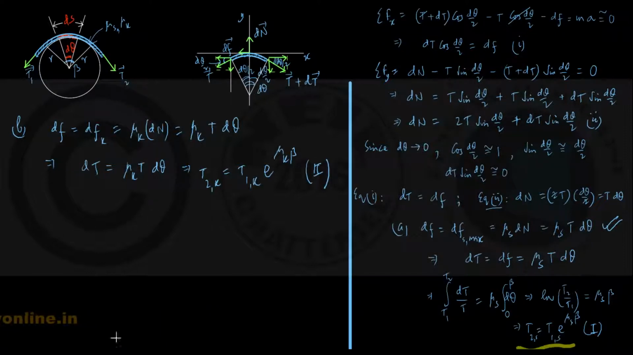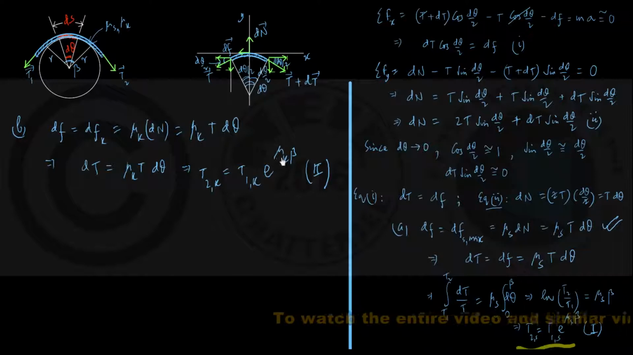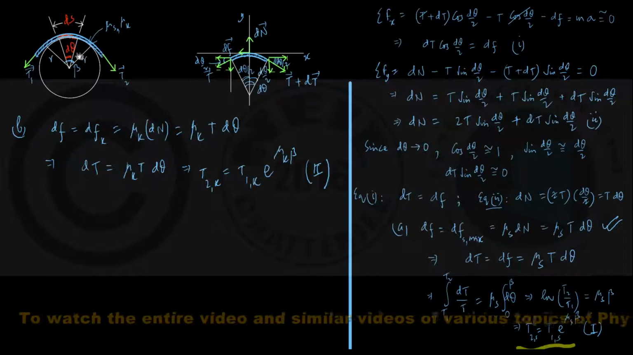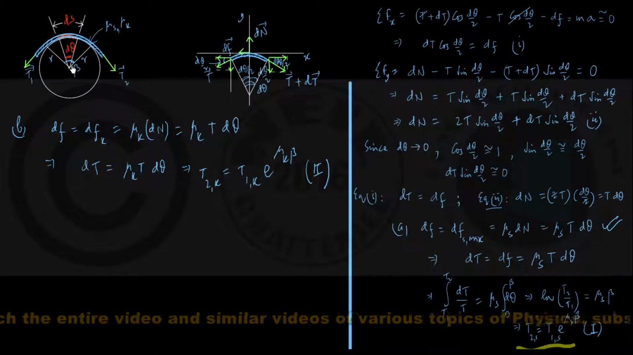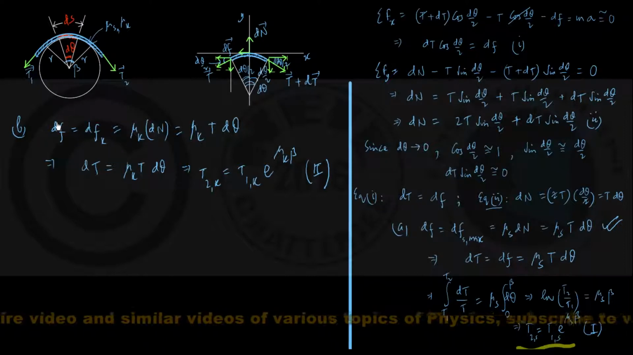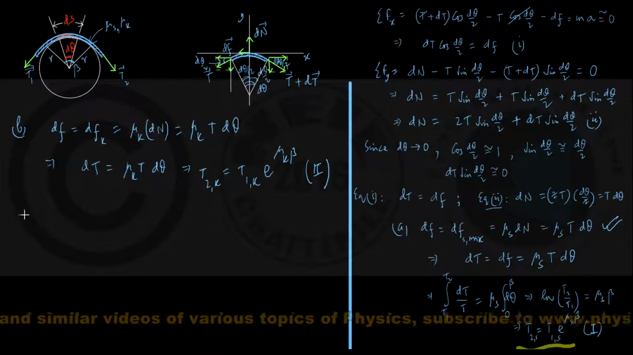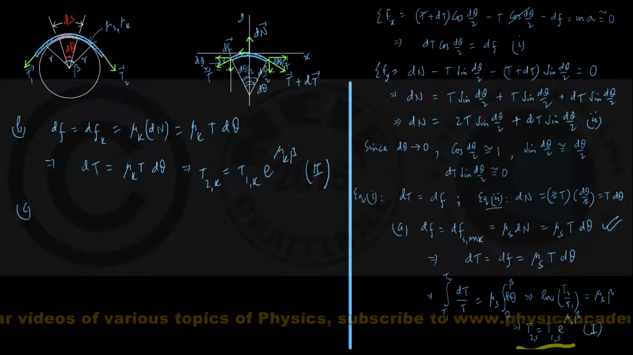So let's see what we have got. We have got, when the rope is actually slipping on the pulley, in that case tension on the right side of the rope is equal to tension on the left hand side multiplied by Euler's number to the power the product of kinetic frictional coefficient mu k and the angle subtended by the rope in contact with the pulley at the pulley's center. So this is the part B's answer. Okay. Now what about part C?